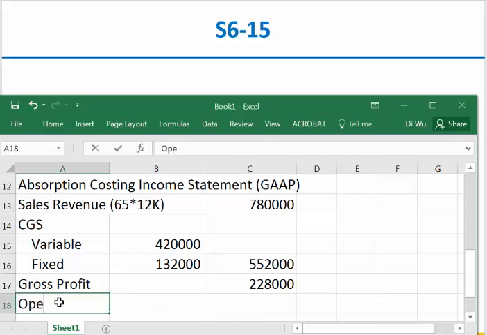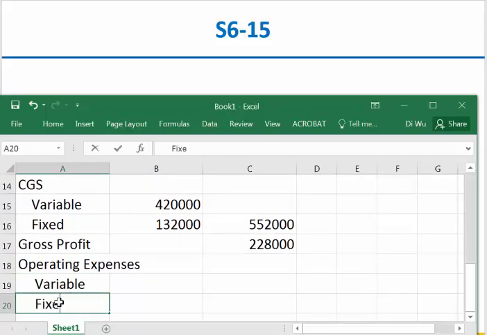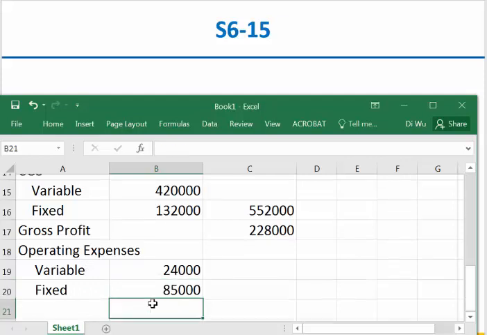So next one is operating expenses. For the operating expenses, once again, it's kind of tricky here. You have a variable and you have a fixed. For the variable part it is $2 each. So you multiply $2 by 12,000. So you get 24,000. For the fixed part, it is also given in the question. I think it's 85,000. If you go back to the question, you will find that number.